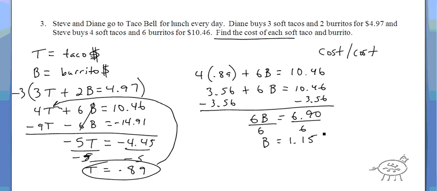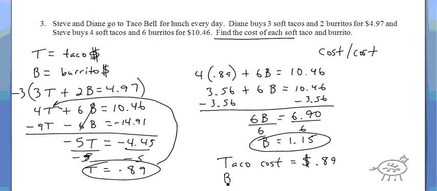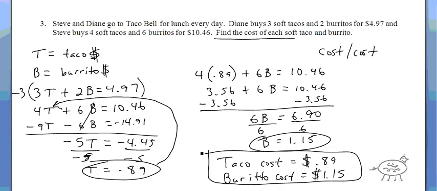Okay, so there we go, another answer, and of course you need to put it into English, and we say the taco cost is 89 cents, and a burrito cost is $1.15. And that's your answer. Okay, again, this is another cost problem. Pretty easy to recognize that.